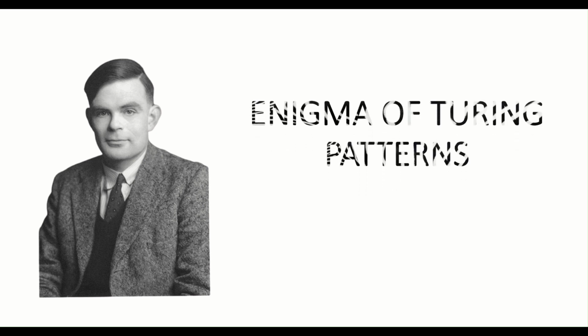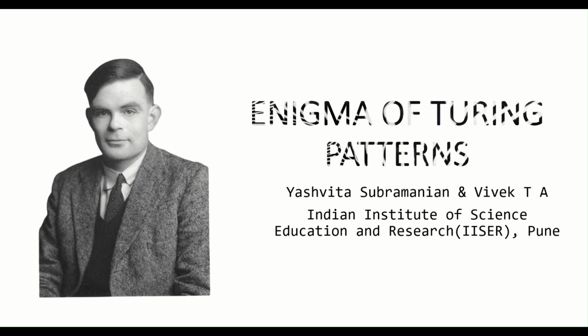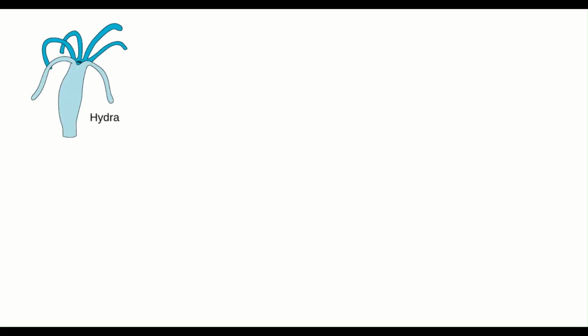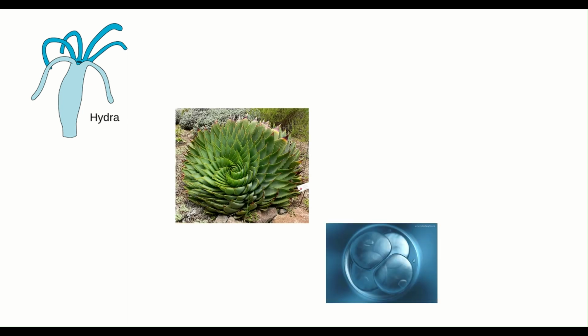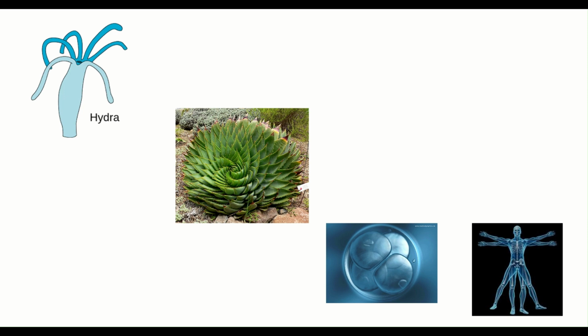Let's explore the enigma of Turing patterns. Man has always had an inherent appreciation for symmetry, but nature is not always symmetrical. For instance, why does a cylindrical organism, Hydra, lose its symmetry to give rise to tentacles at its extremities? Why are leaves arranged the way they are? And what dictates the development of, say, a spherical embryo into a bilateral organism?